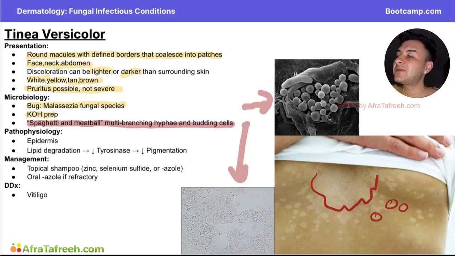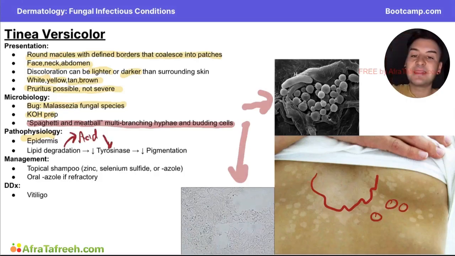So let's talk about some pathophys. This is going to be an infection of the epidermis. And key here, the fungus loves to just feast on lipids. And this lipid feasting causes some production of acid. And this acid is going to affect tyrosinase. It's going to basically knock out tyrosinase, which is responsible for helping us make pigment. So if that's not working, then we're going to have a decrease in pigmentation. And that's what causes this altered skin appearance. So you'll remember that these enzymes are important in other pathologies like albinism, so this may help connect some of the pathophysiology for you guys.